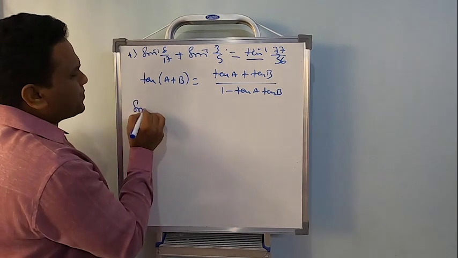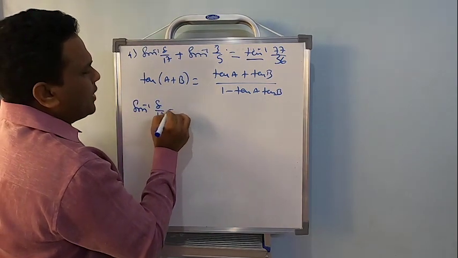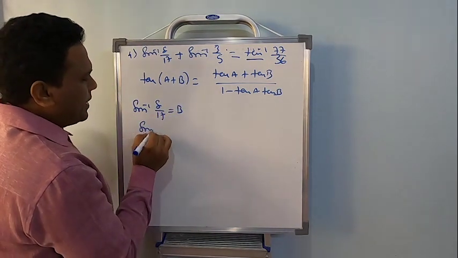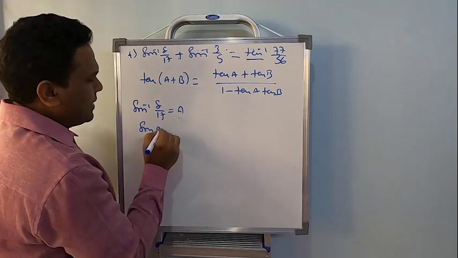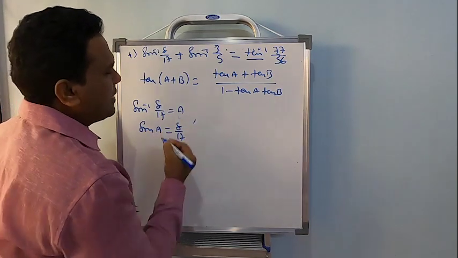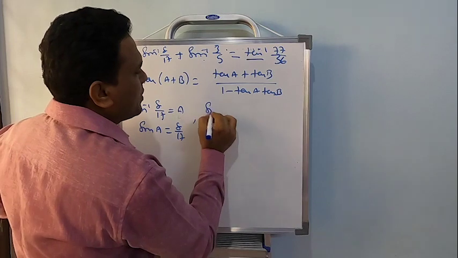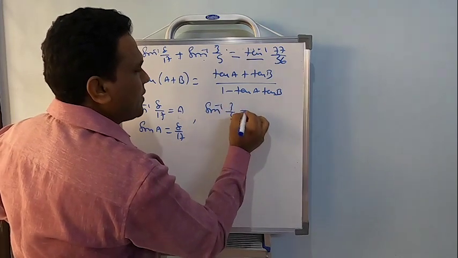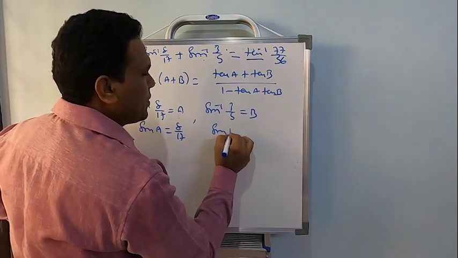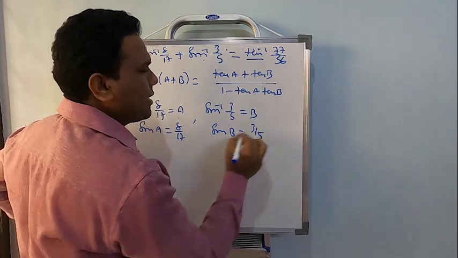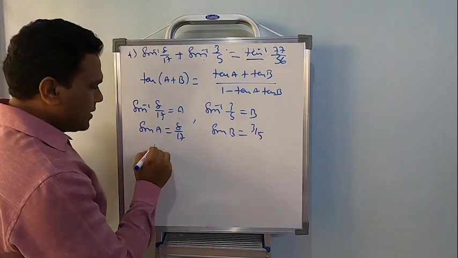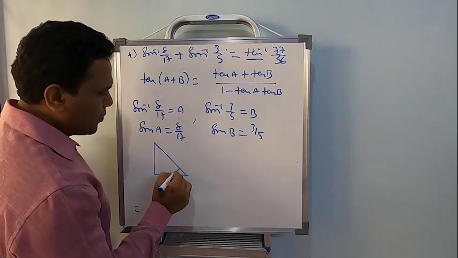So let's consider sin inverse of 8 by 17 is equal to a. Therefore sin a is equal to 8 by 17. And the second term, sin inverse 3 by 5 is equal to b. Therefore sin b is equal to 3 by 5. Correct? Now let's complete the triangles for both.